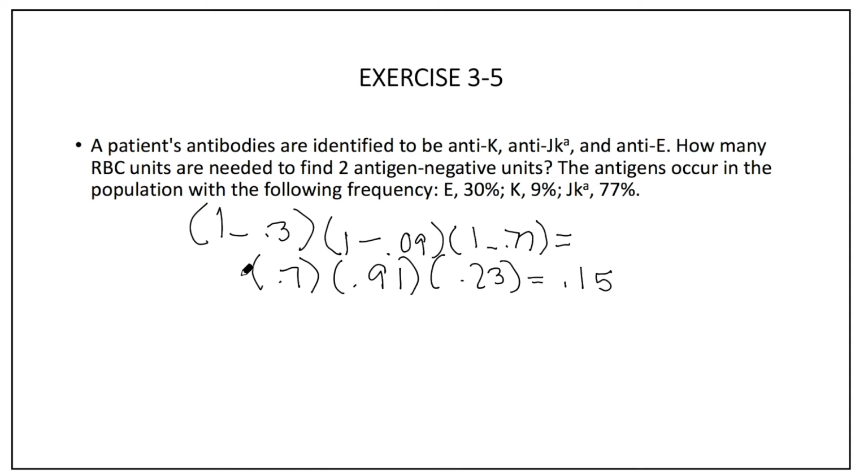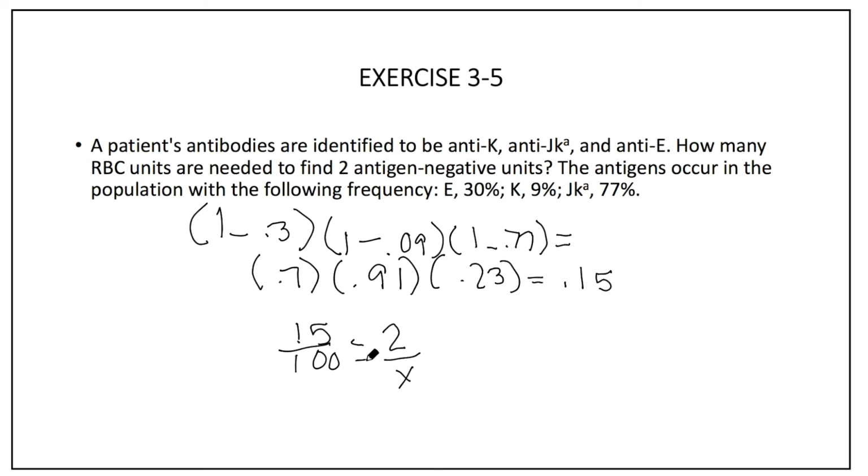K, and JKA. But the problem is we need to find 2 units that are negative. So what we need to do is figure out the proportion. So we have 15 out of 100, which is equal to 15%. And you need to find how many units it would take to find 2 out of the total population of units that you have available.